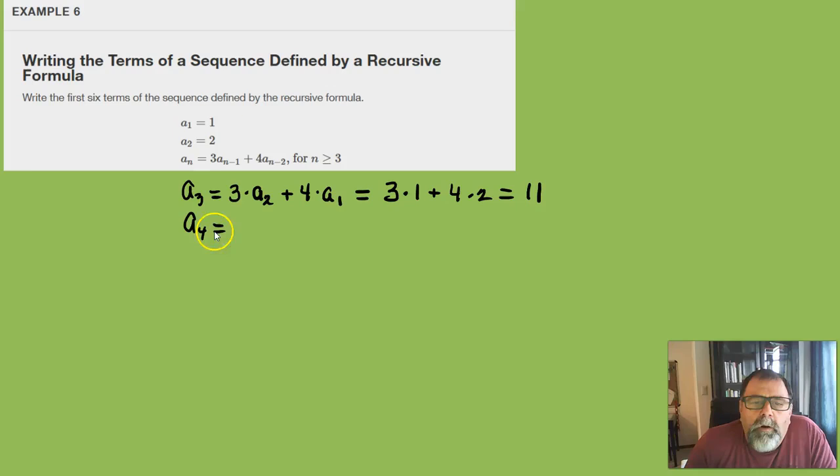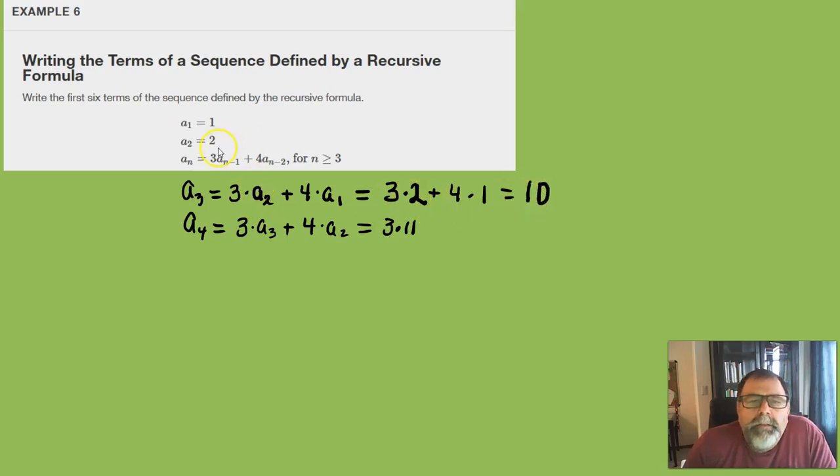A sub 4 is 3 times a sub 3 plus 4 times a sub 2, which is 3 times 11. Oh, I guess I did this backwards. This should have been 2, and this should have been 1. I just caught that, so it's going to change my outcome here. So 6 plus 4 is 10.